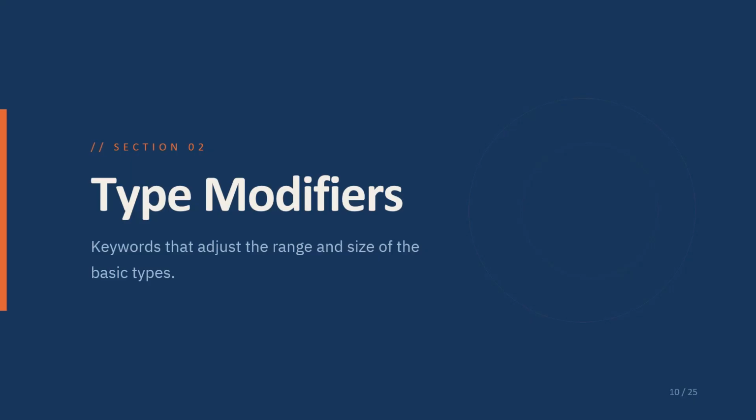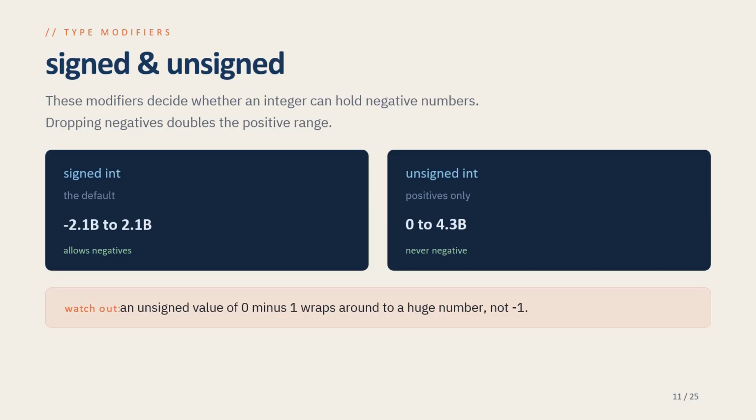Next comes the type modifiers. Now let's look at type modifiers. These keywords modify the size or range of basic data types, allowing programmers to better match the data requirements of the application. So here come signed and unsigned. By default, integers are signed, meaning they can store both positive and negative numbers. If we know that a variable will never store negative values, we can declare it as unsigned.